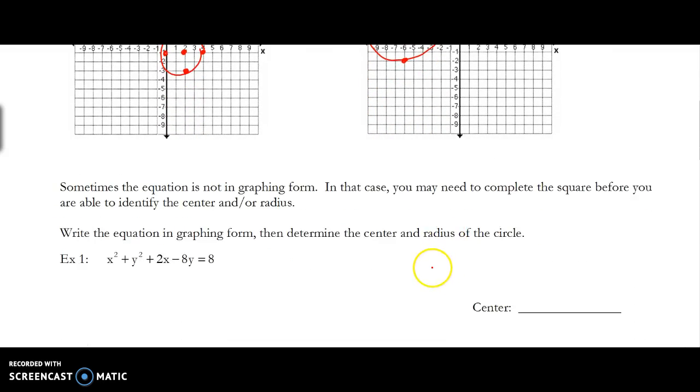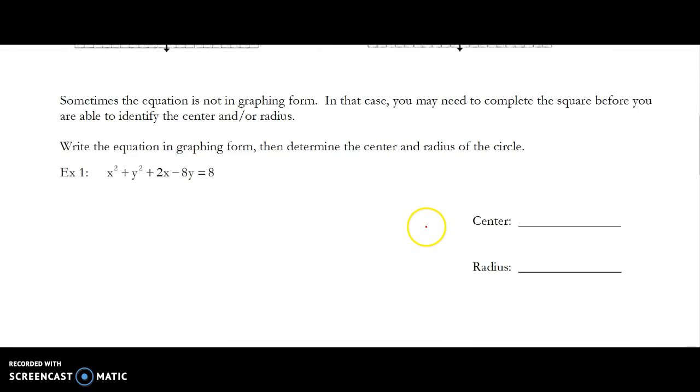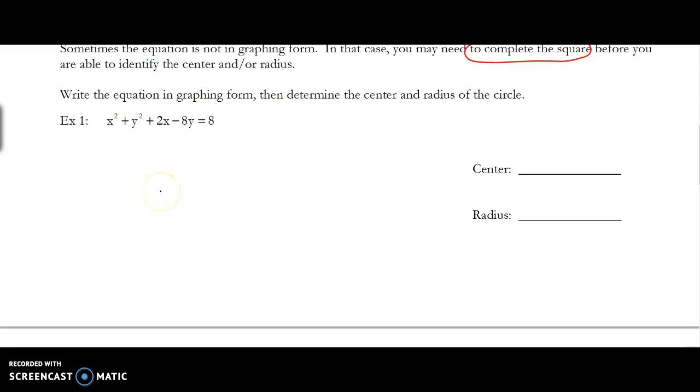Sometimes our equation's not in this graphing form. In that case, you may need to complete the square. So that's something that we learned yesterday. So we're going to continue that topic before you're able to identify the center or radius. So given this example, we noticed that there's a lot of different numbers and variables. Yesterday when we talked about completing the square, we only had x's.